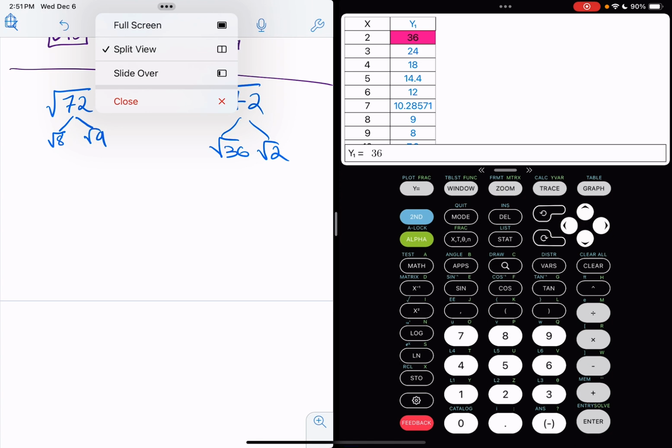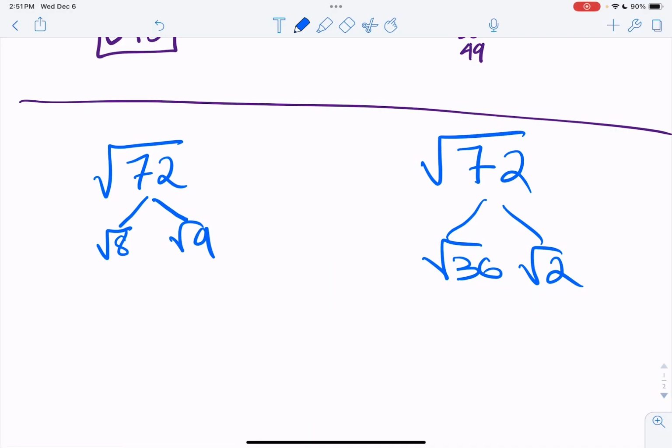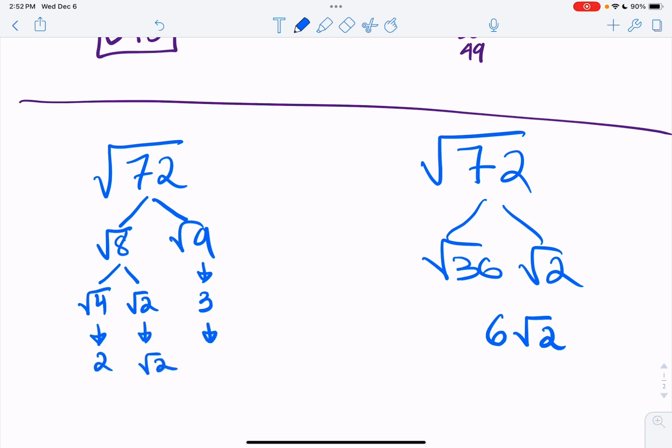Now, radical 2 and radical 36, we can right away simplify it, which gives us 6 radical 2. But radical 8 and radical 9, we have to break that radical 8 one more time. And then this is 3, which gives us 2 radical 2, and then 3, which is 6 radical 2. So much work on the left side, but so much simpler on the right. So we always look for the bigger perfect square, not the smaller one. We want to go with the bigger ones.